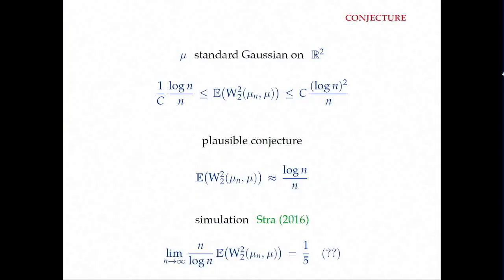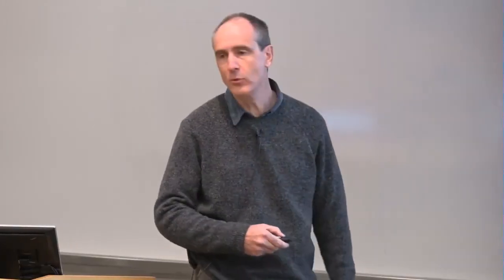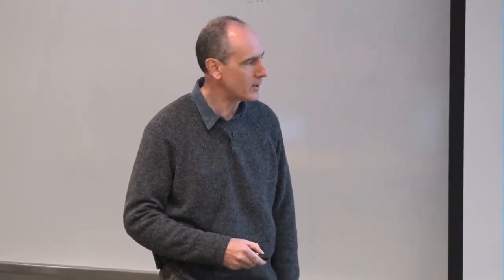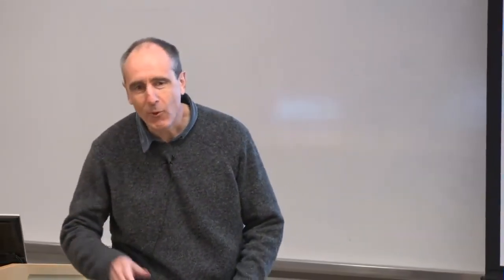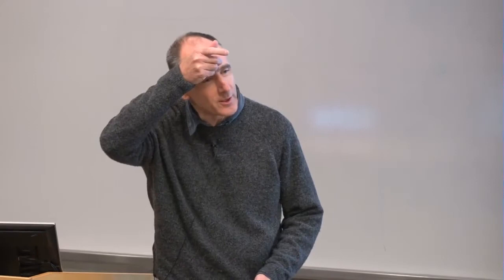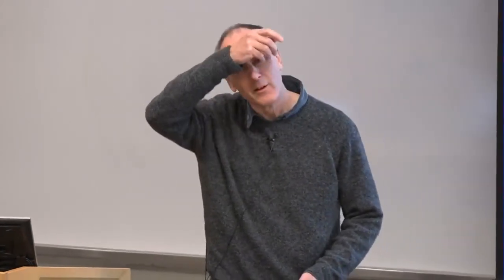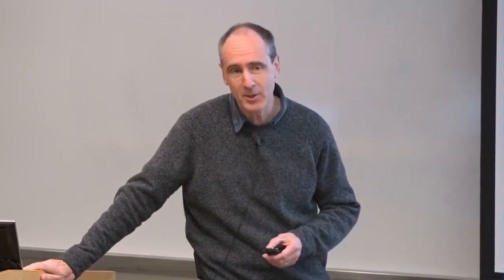So this is what we have obtained. We have squeezed the rate between log n divided by n and log n squared divided by n. Due to the preceding comment, probably it could be this one. And there is a simulation by Stra, which is saying that it should be 1 over 5. So I don't know what 5 has to do with the Gaussian distribution. It's not so close to 2 pi. And maybe there is some log n somewhere.